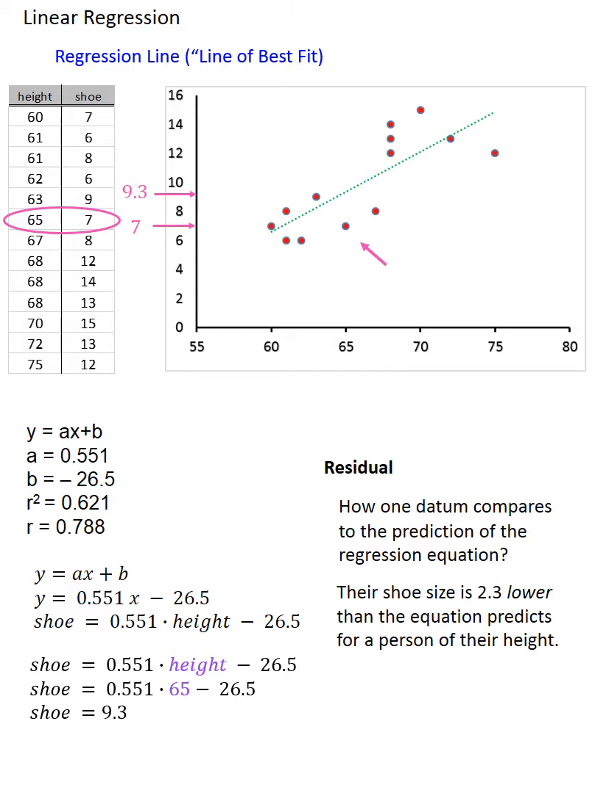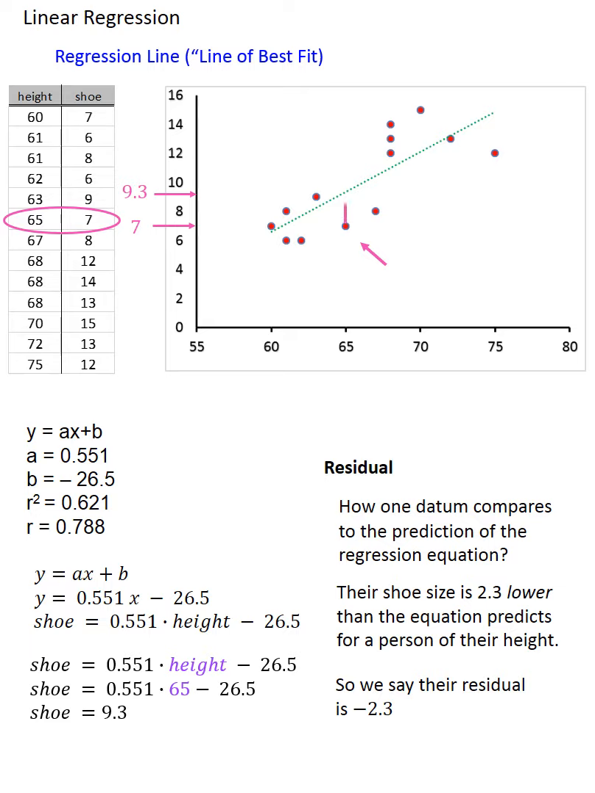And so what that shows me is that this person is 2.3 shoe sizes lower than a regression equation would predict for that particular height. And since the residual is how much above or below expectation one individual data point is, we would say that that person, or that datum in this case, has a residual of negative 2.3. Negative because they're below expectation, and 2.3 is how far below the regression line they are.